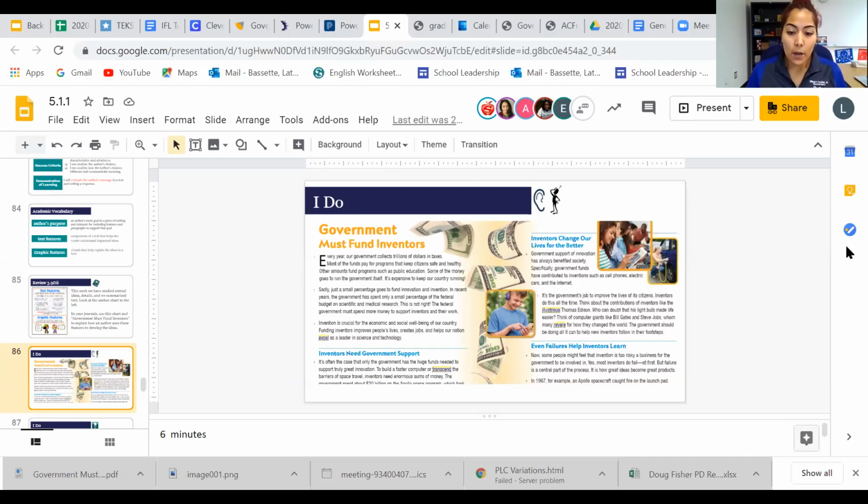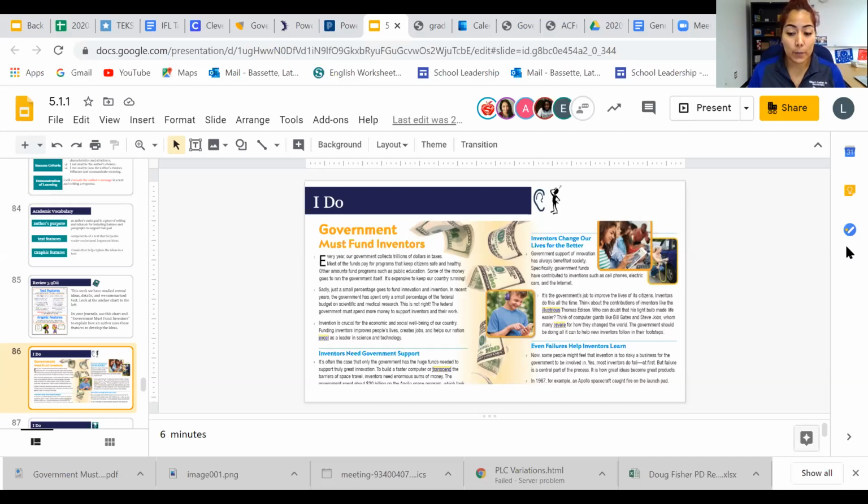So for the first part, what is the topic of this passage? Funding inventors. So it appears to be an informational text. Then we go to the message, or the idea that the author is expressing. The government must invest in inventors because they make our country strong. We need inventors.